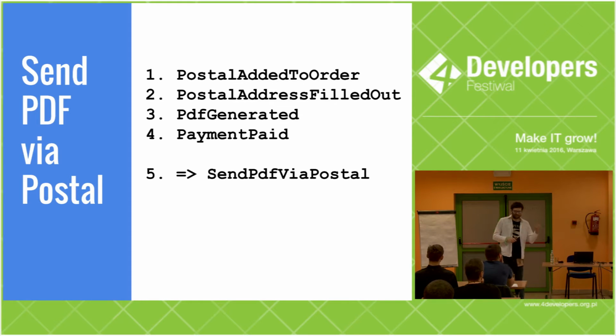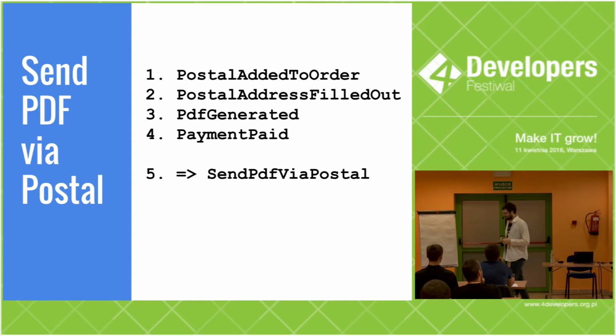So to make that happen, 4 things need to happen. They need to add the additional optional service that they want, the postal delivery. They need to fill out the address so that we know where they want the tickets to be sent. We need to generate the PDF of those tickets. And they need to pay for the order, obviously.